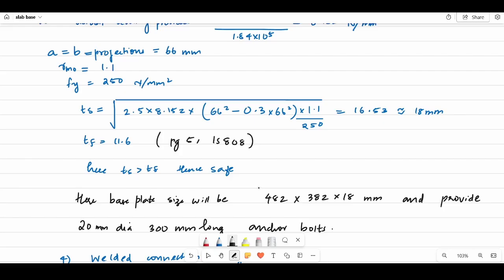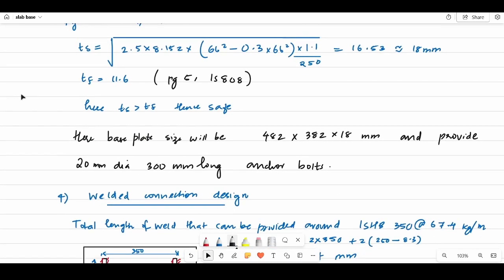7.4.3.1 on page number 47: 2.5 times 8.152 into 66 square minus 0.3 into 66 square, multiplied by 1.1 over 250. We will get a value of 16.53, and we round to the nearest commonly available base plate thickness, which is 18 mm. This is greater than our thickness of flange, which is 11.6. This is obtained from IS 808, which I have written earlier also. TF is the thickness of flange only. Hence, our design is safe.